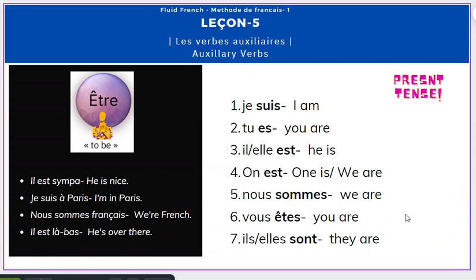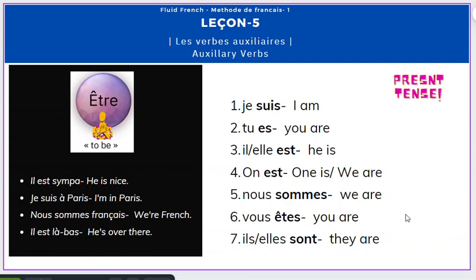So there are two auxiliary verbs, être and avoir. Why are they called helping verbs or auxiliary verbs? They are called helping verbs because they are also used with other verbs. They support other verbs to give meaning to the sentence, and we will see that later.